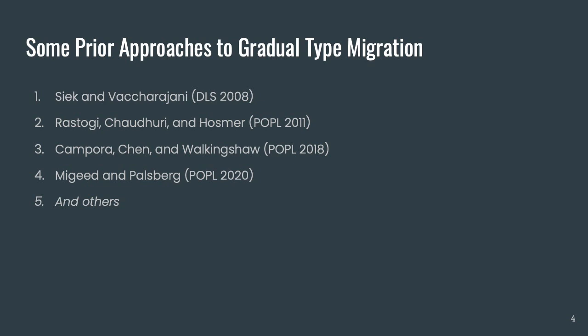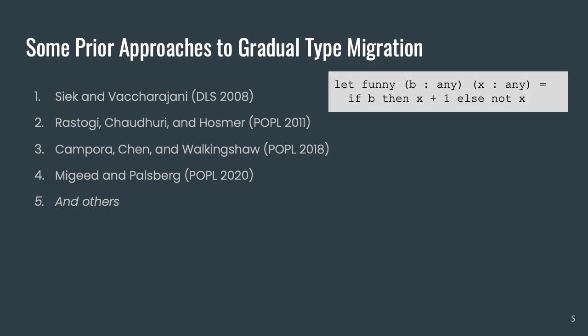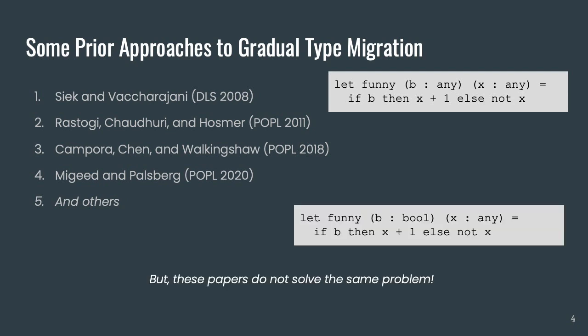All of these works work on the gradually typed lambda calculus, which is a standard typed lambda calculus, except that it has an any type, which is compatible with all other types. So if we use an ML-like notation, we can write something like this funny function here that uses b only as a Boolean to decide whether to use x as an integer or as a Boolean. So a human annotator should be able to say that b should have type Boolean, and x should keep its type of any because it's used in a dynamic way.